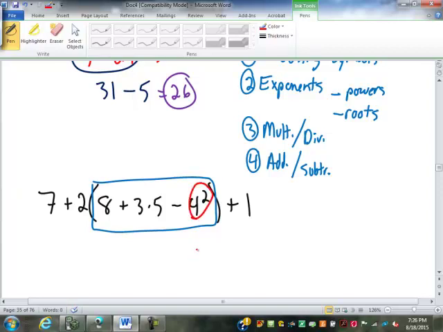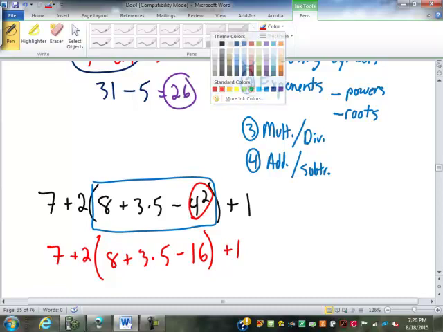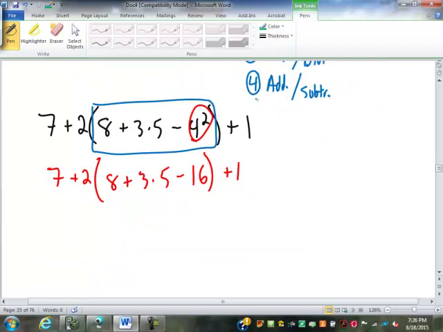4 squared, which is 16. Everything else in this problem stays the same. Any more exponents? No. So in the next level, multiplication and division. Now remember, we're still working inside the parentheses. What do we have? 3 times 5, which is 15. So again, everything else stays the same.